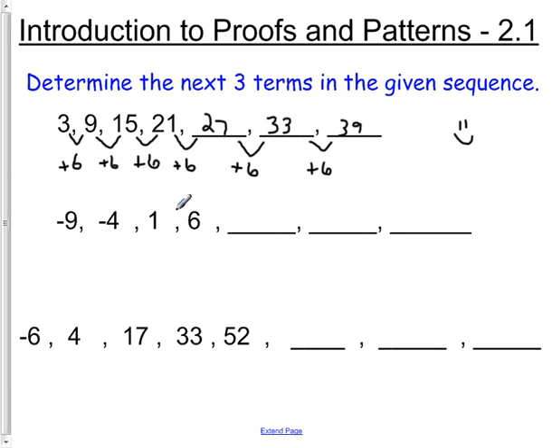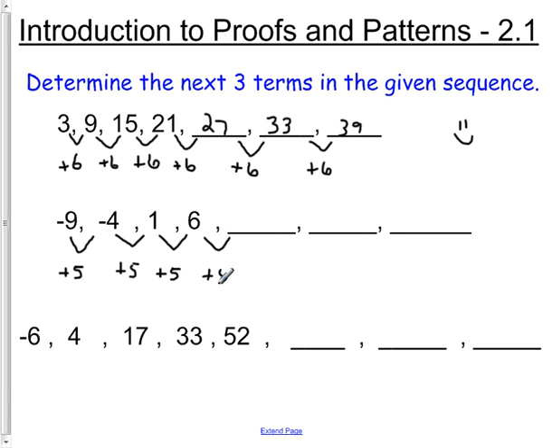Fantastic. The next one, we go from -9 to -4. That we add 5. Then from -4 to 1, we also add 5. So I think I see a pattern developing here. From 1 to 6, another plus 5. So the pattern is we just add 5.